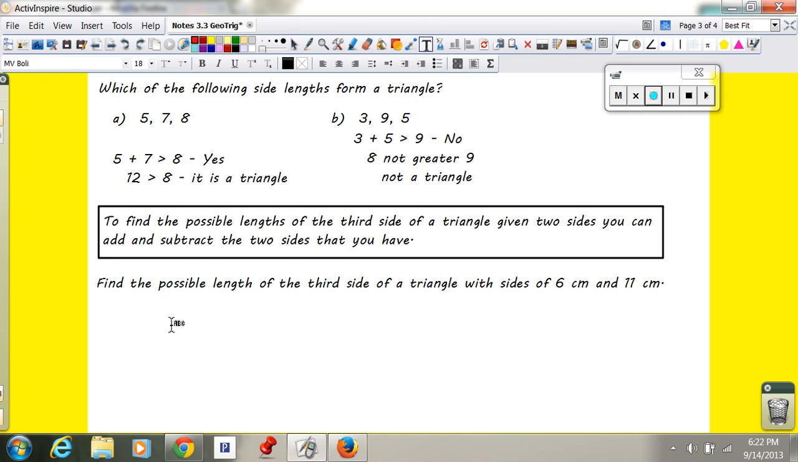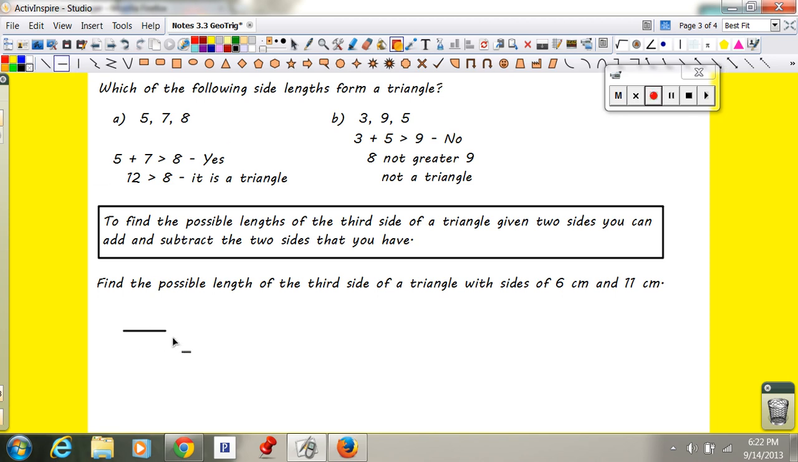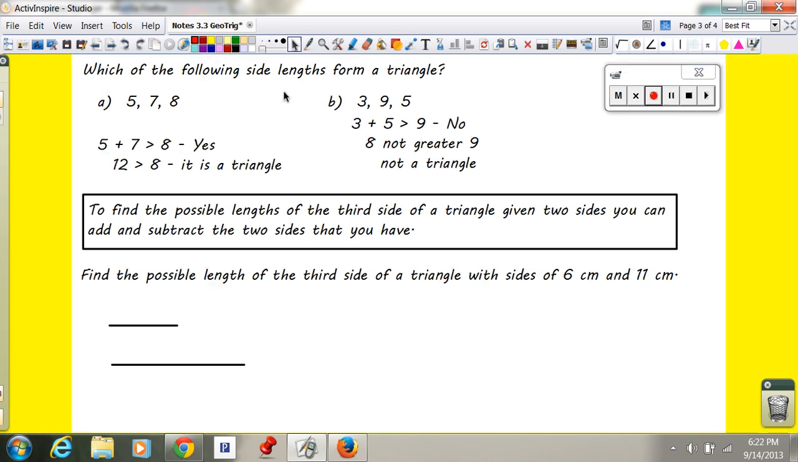So if I have a 6 and an 11, let's actually draw a 6 and an 11. Let's say this is my 6, and then 11 is going to be almost twice as much. So there's my 6 and 11. All right, so let's take those two and put them together as a triangle. I just want to move it. So let's just turn it and bring it over here. Okay, so there's a 6, there's an 11.